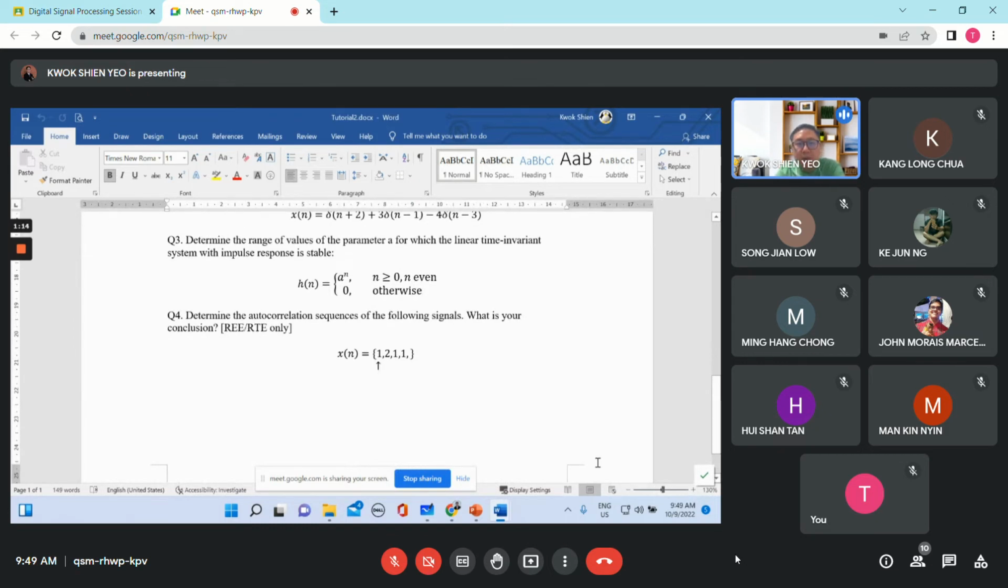Tutorial number 3: determine the range of values of the parameter for which the linear time invariant system, it is an LTI system, meaning that superposition applies and the process is linear and doesn't depend on time, with the impulse response is stable.